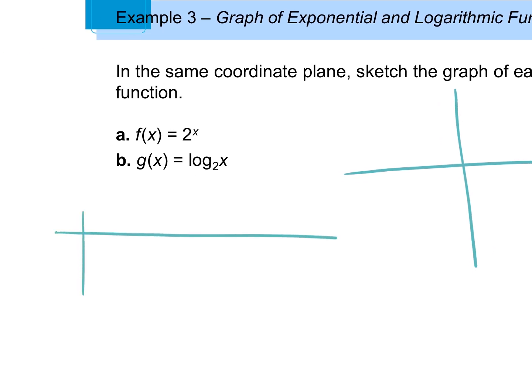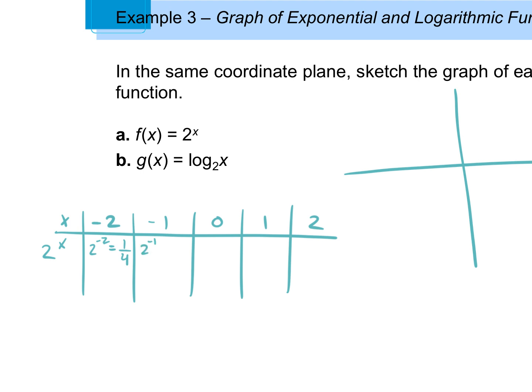So we're going to start by making a table. Just like we did when we graphed our exponential functions yesterday, I'm going to plug in a few values. We'll plug in -2, -1, 0, 1, and 2. So we're plugging that into 2 to the power of x. When we plug in -2, we have 2 to the power of -2, which would be what? 1/4. When we plug in -1, we have 2 to the power of -1, which would be 1/2. Then 2 to the power of 0 is 1, 2 to the power of 1 is 2, and 2 to the power of 2 is 4.